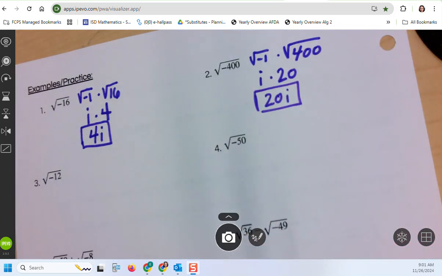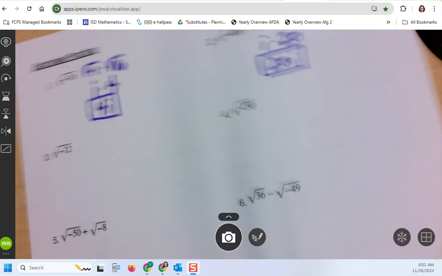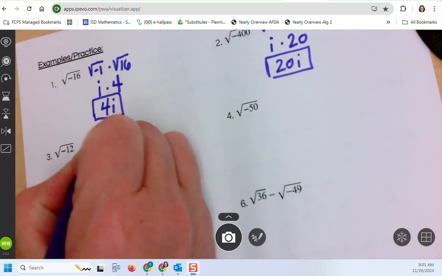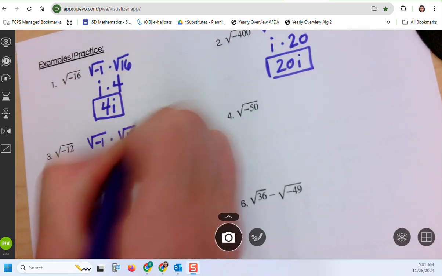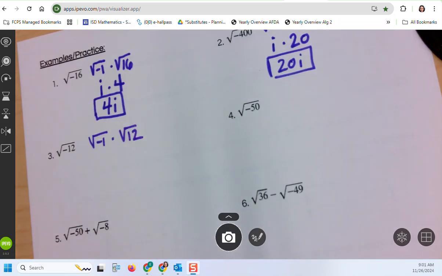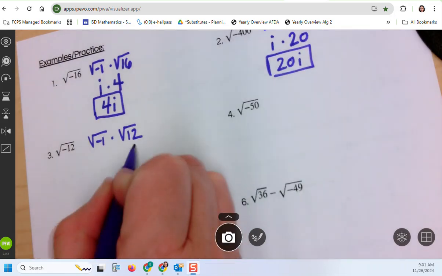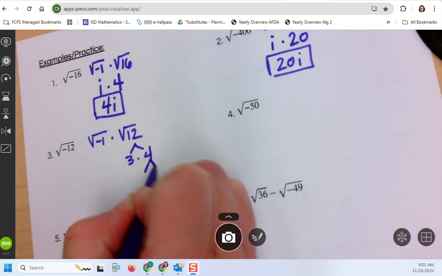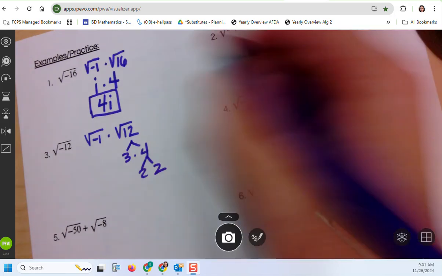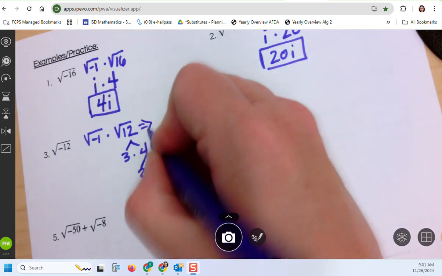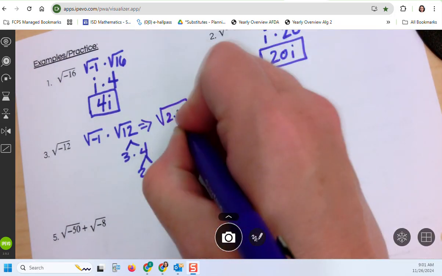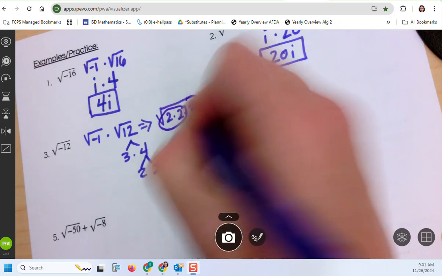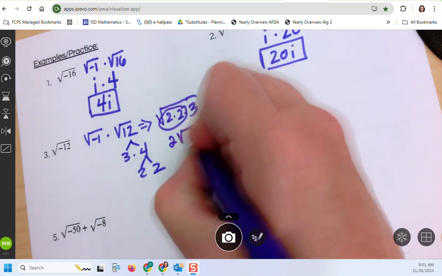For number 3, we have square root of -12. So square root of -1 times square root of 12. On the calculator, I don't get a whole number, so I can't use that number. I got to do a factor tree. So if you guys wrote something down like 3 point something, we can't use that number. We need to do a factor tree. So we're going to do 3 times 4 and 2 times 2. And so then I'm going to get square root 2 times 2 times 3. This one has a pair, so it comes out, which is 2 root 3.